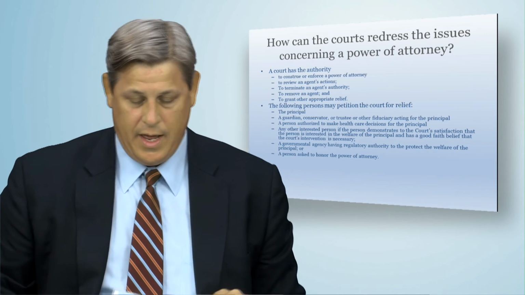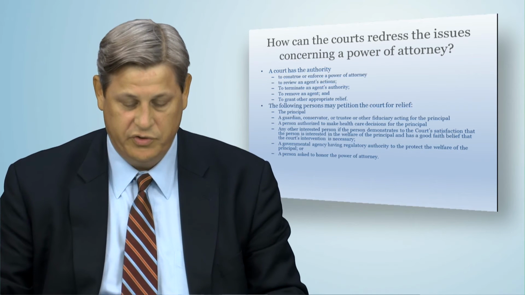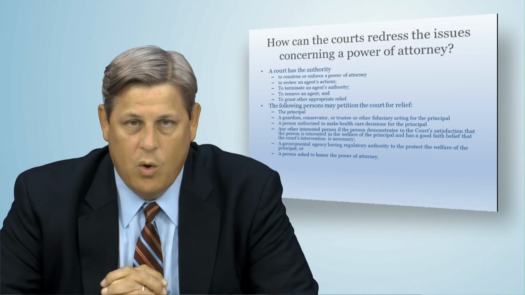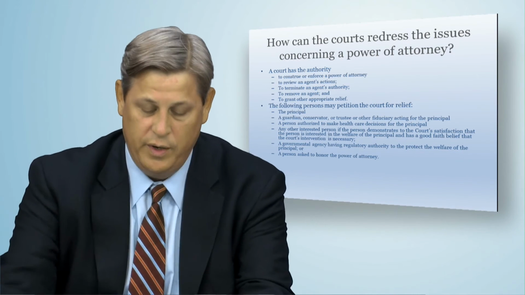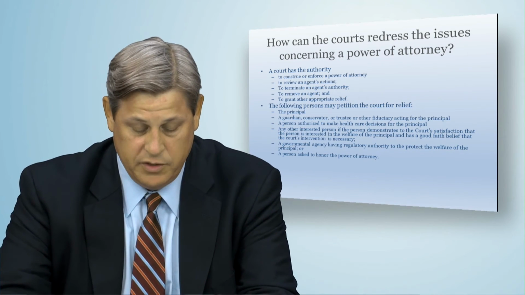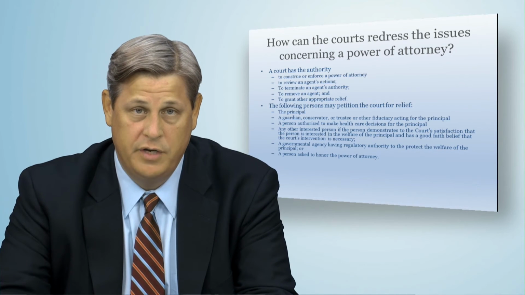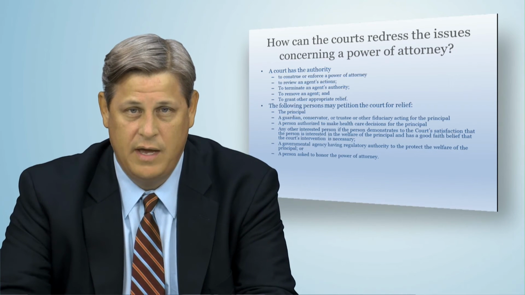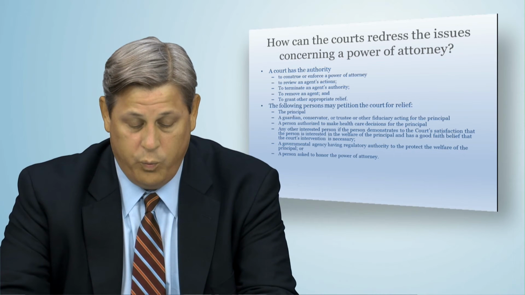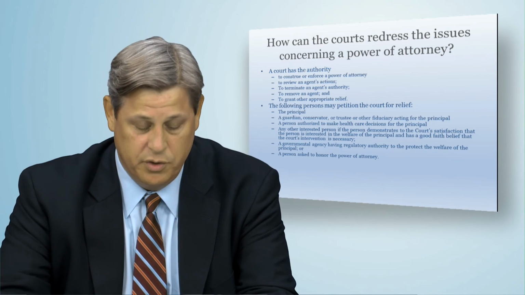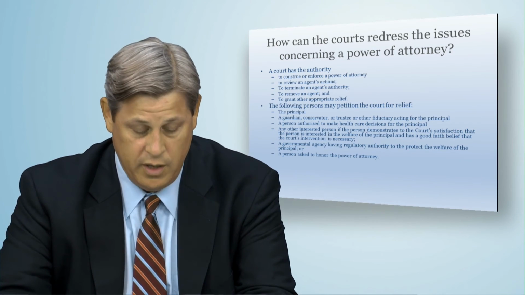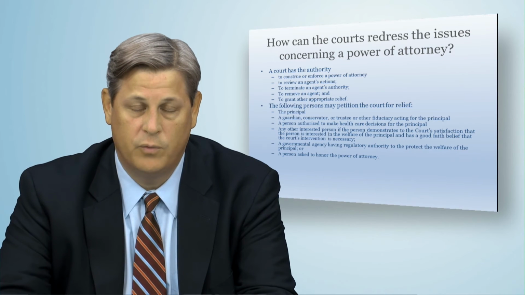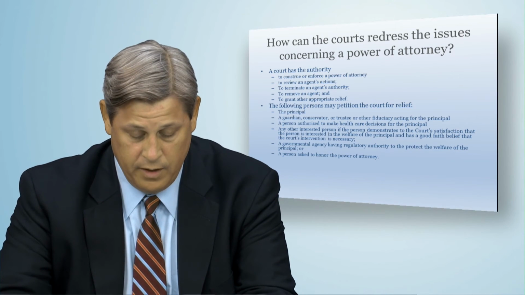Now, how is a court going to redress the issues concerning the power of attorney? The court has the authority under Chapter 709 to construe and enforce the power of attorney, to basically interpret what that power of attorney meant and what powers it gave the agent, to review what actions the agent actually took, to terminate that agent's authority under the power of attorney, to remove the agent as the fiduciary, or to grant any other relief that the court deems appropriate.